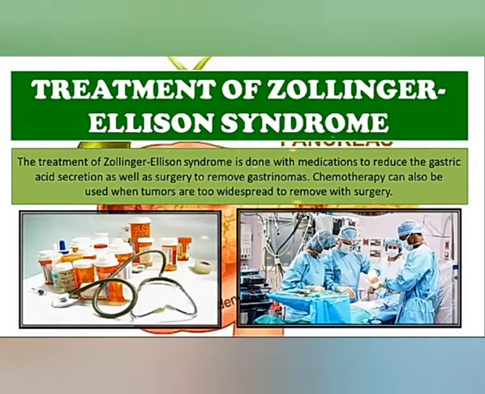Treatment in Zollinger-Ellison syndrome. The treatment of Zollinger-Ellison syndrome is done with medications to reduce gastric acid secretion, as well as surgery to remove gastrinomas. Chemotherapy can also be used when tumors are too widespread to remove with surgery.